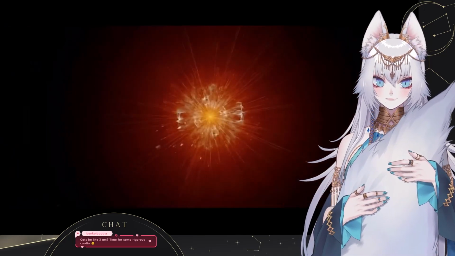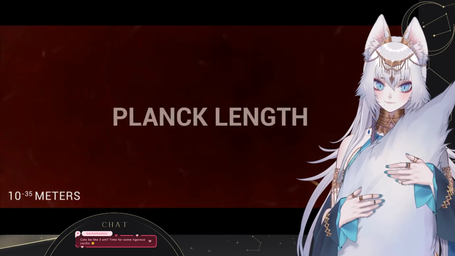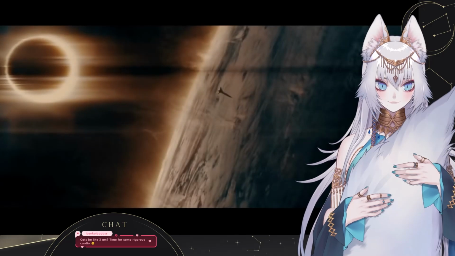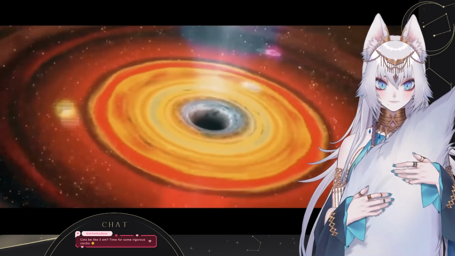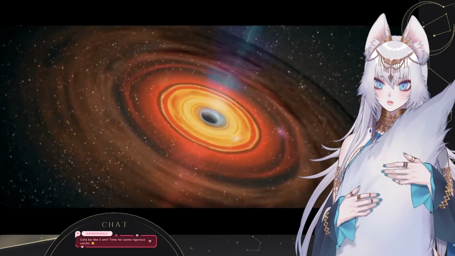Let's start with the really small powers of 10. At 10 to the negative 35 meters, we come to what is known as the Planck length. Planck length is the smallest measurable distance in the entire universe. Much like at the center of a black hole, at a scale this tiny, the laws of physics break down and cease to be valid.